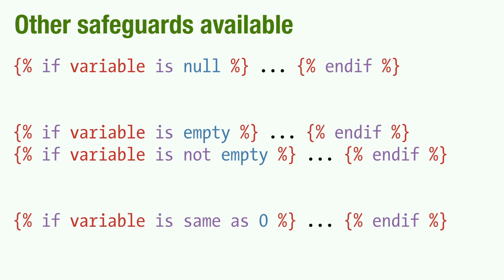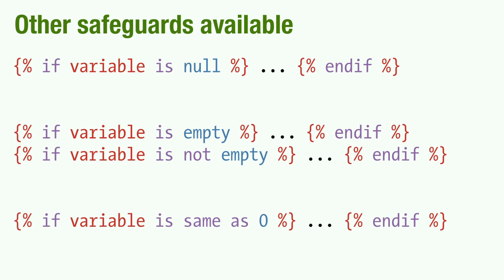So we have a bunch of safeguards, like you can check if a variable is null or if it is empty. And the last one is something I don't recommend you to use because it's related to the type of the variable. "Same as" means I want to check that this is really zero, the integer zero, not the zero as a string. If you're not saying "same as", PHP doesn't care if zero is actually a string or an integer, so it would be true in both cases. And sometimes you need to be sure that it is actually this exact value and exact type. I do not recommend you to use that, but I think it's interesting to know that it exists.